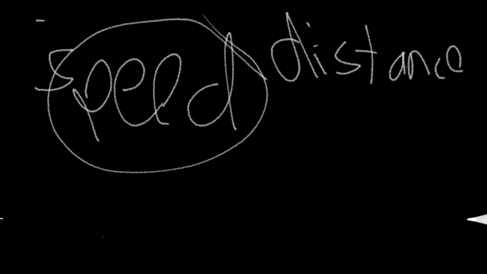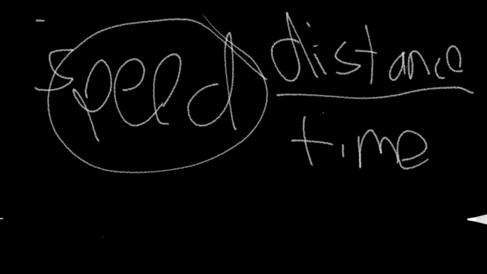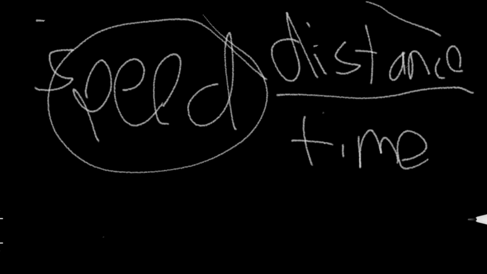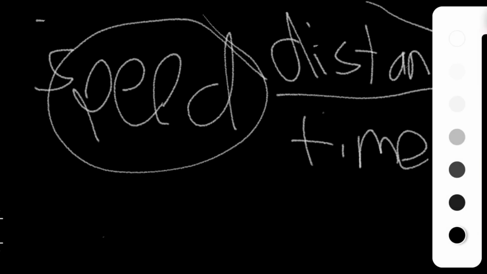Now, let's talk about speed. Speed is another scalar quantity. It involves the relation of the distance traveled to the time. Speed has a formula of distance over time. So speed is just the correlation between distance and time.